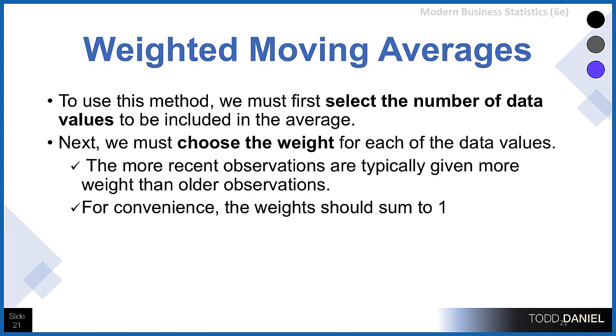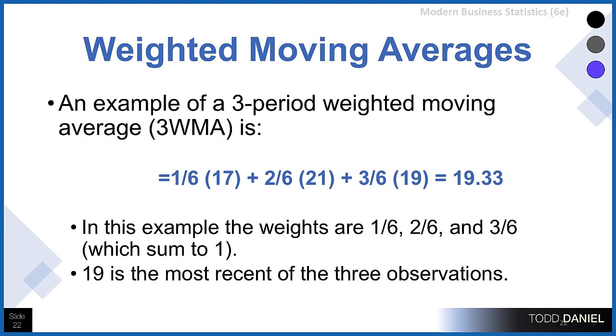The newest observations are going to get the greatest weight, and older observations are going to get less weight. A best practice here is to always make sure that your weights add up to 1 so that it makes the math easier. Let me give you an example of this. Here we have 3 weighting periods. The values that are being measured over the last 3, well, let's say 3 weeks are 17, 21, and 19, but the weights assigned to them, the one from 3 weeks ago is 1/6, from 2 weeks ago is 2/6, and the most recent is 3/6.